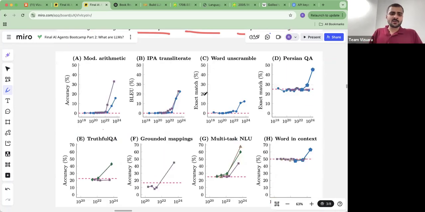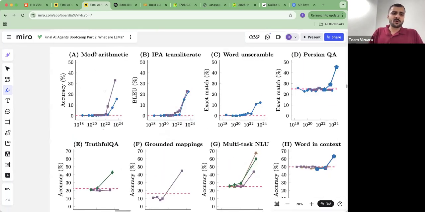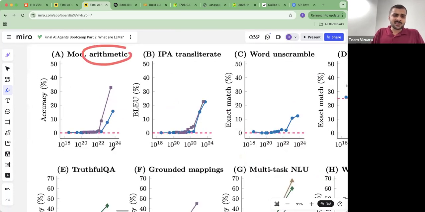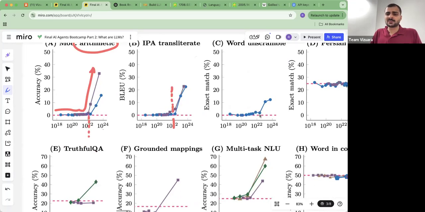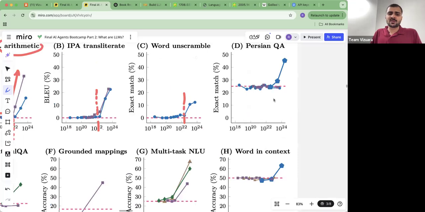And this is a beautiful result because let's take performance on arithmetic tasks. On the x-axis, it's the compute power, so you can equate this to the size of the model. If the size of the model is small, its accuracy on arithmetic is not that great, but suddenly it shoots up. So there is a tipping point over here. After this tipping point, the language model has suddenly become better at arithmetic. Such a tipping point is usually seen for translation tasks, for word unscrambling tasks, for question answer tasks.